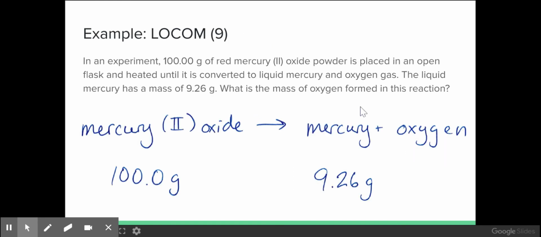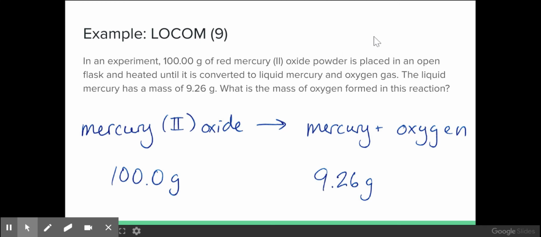Using this law, we can make mathematical predictions about chemical reactions and the mass changes that occur. In an experiment, we have 100 grams of red mercury oxide. It's placed in a flask and it's heated until it breaks down into liquid mercury and oxygen gas. The liquid mercury has a mass of 9.25 grams. What is the mass of oxygen?